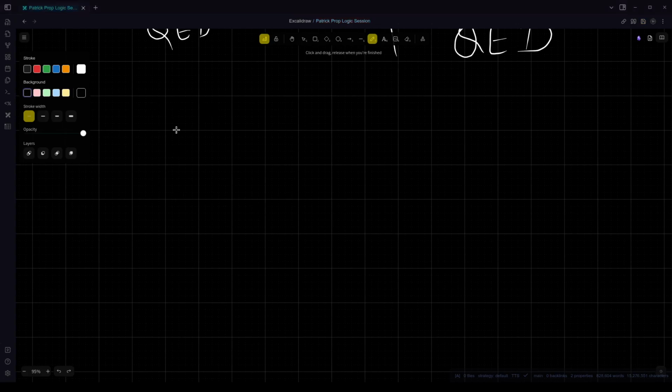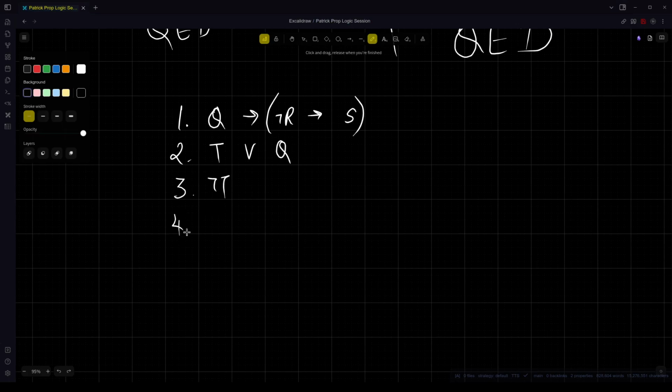Okay, let's try this one. Q implies not R implies S. T or Q, not T, R implies T, therefore S. Let's do this.